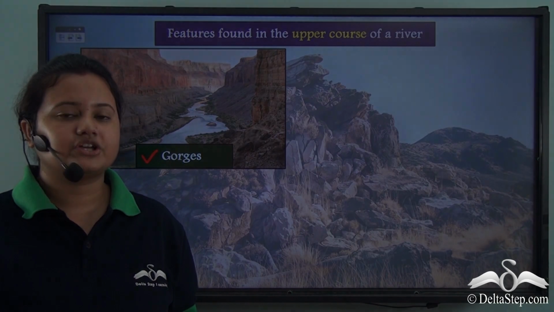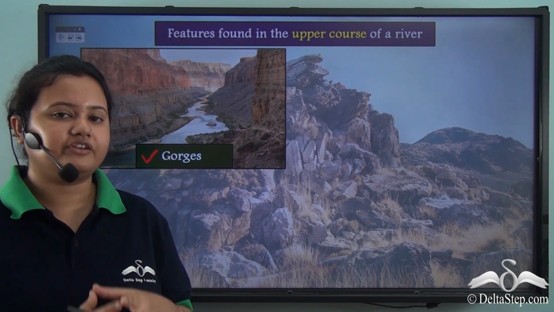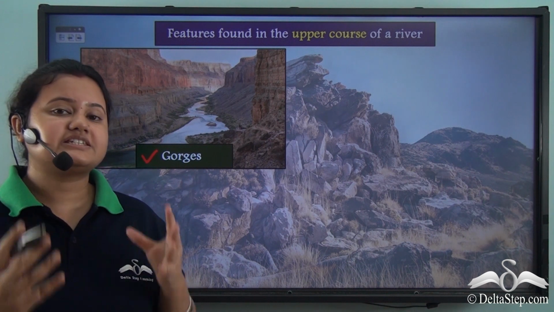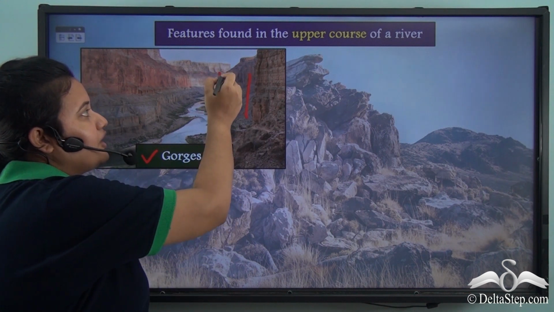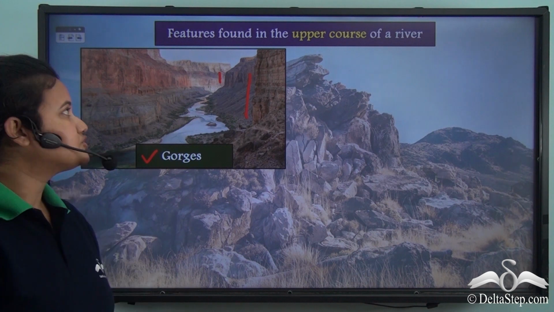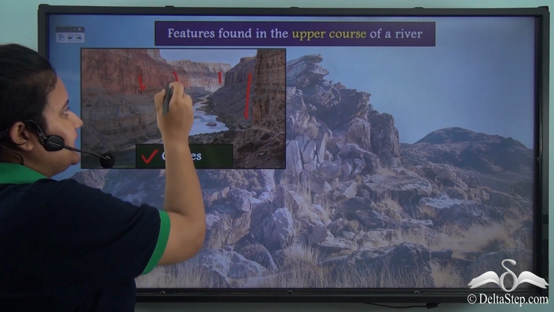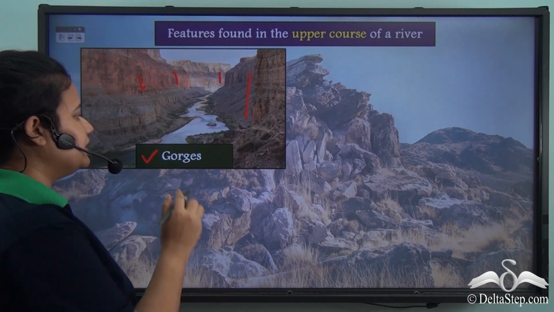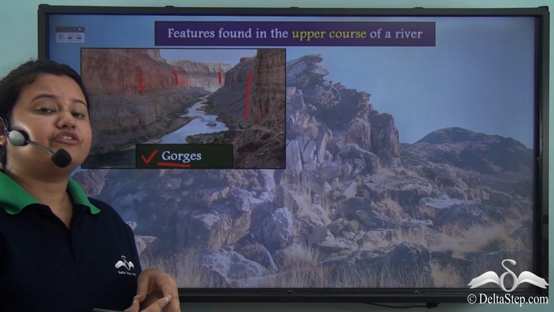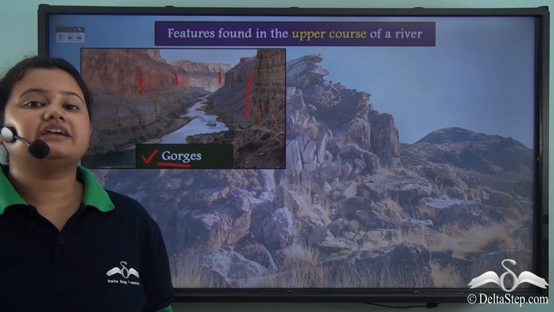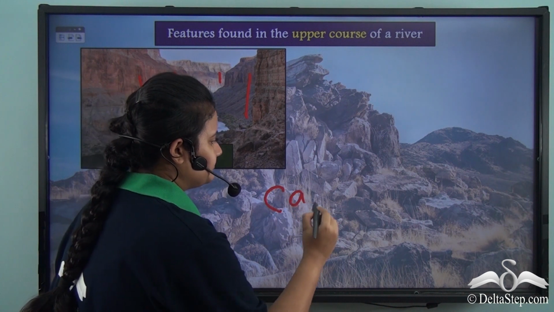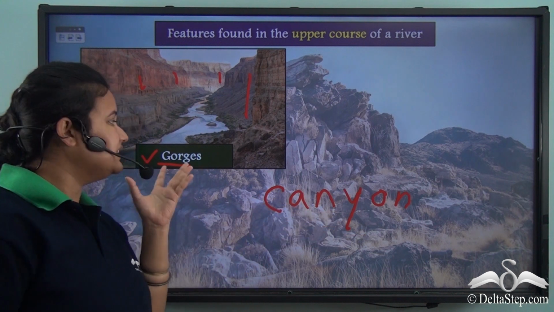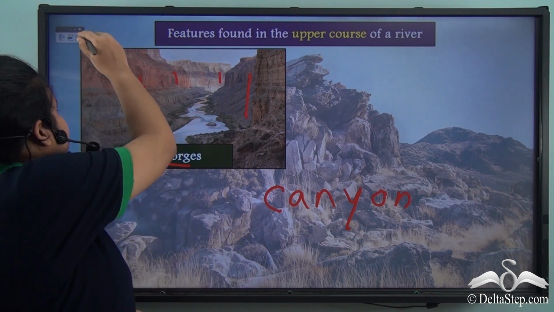Now what is a gorge? See, when a river flows through a region of very hard and resistant rocks, then a steep walled valley called a gorge is formed. So this steep walled valley that is formed in a region of very hard and resistant rock is called a gorge. Now if a gorge is very deep, then it is called a canyon. So canyon is a deeper version of a gorge.